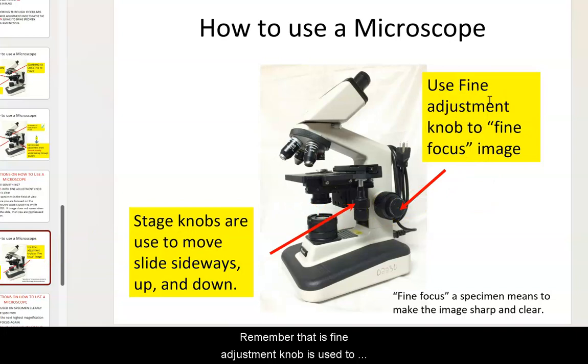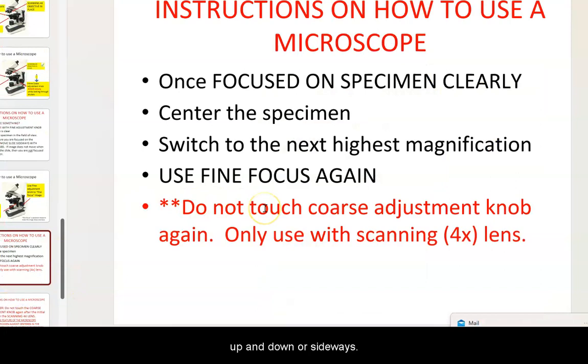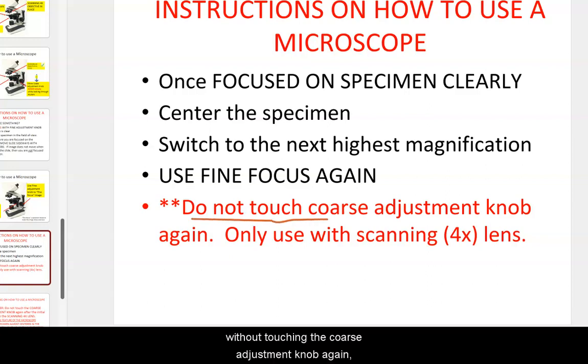Remember that the fine adjustment knob is used to fine focus only, and the stage knobs can move the specimen up and down or sideways. Now, you have found the specimen and you have put it in focus. Now you're ready to increase the magnification. What you're going to do is, without touching the coarse adjustment knob again, rotate the nose piece to the next highest magnification, which will be the 10x low power objective.